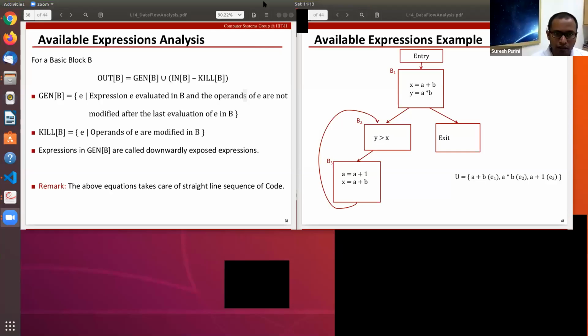Yeah, I think there is a problem. Let me. Can you see the screen now?